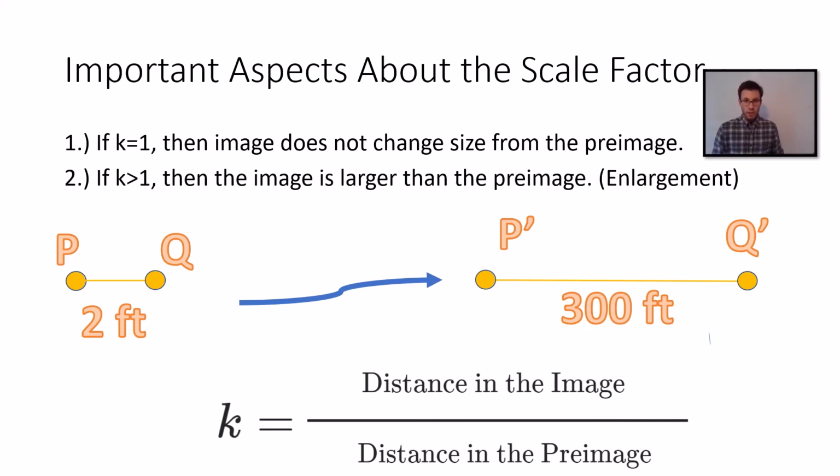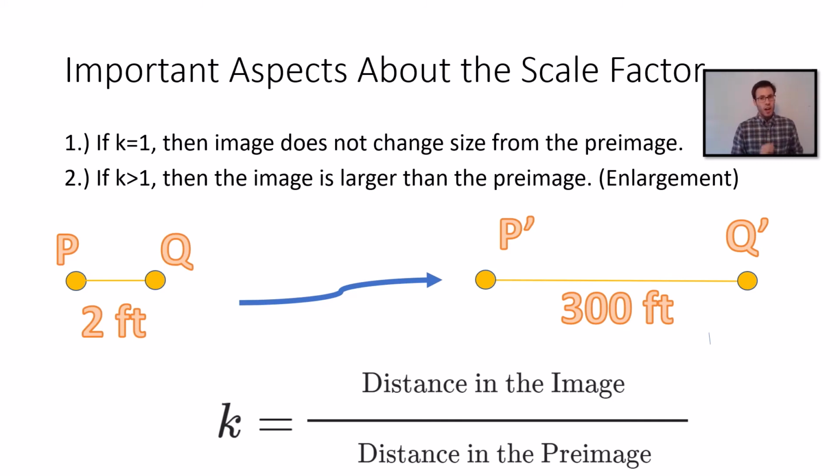Another one. If K is greater than 1, then the image is larger than the pre-image, so it's getting bigger. And we call that an enlargement. It gets bigger, it's larger. Enlargement, larger. All right, so if K is greater than 1, then the image is going to be more spread out than the pre-image. And this would be an example here.